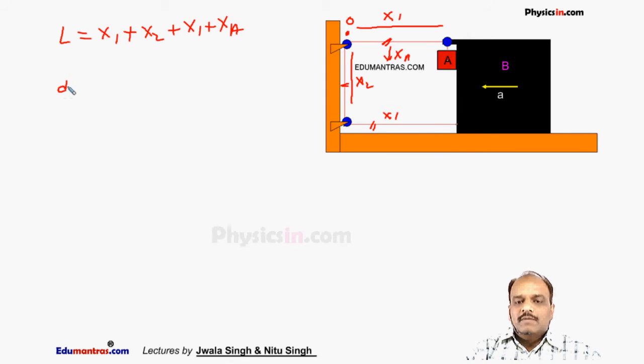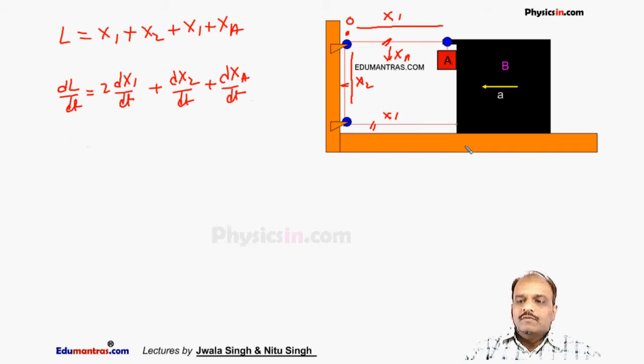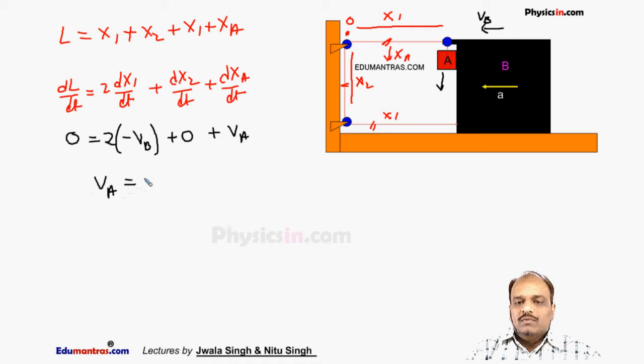Now if I differentiate it, dl by dt is equal to 2 times dx1 by dt plus dx2 by dt plus dxa by dt. Now we know the total length of the string is always constant, so dl by dt is 0. So this is equal to 2 times dx1 by dt, which is the speed of B. Let it be Vb. Since x1 is decreasing if block B is moving in this direction with speed Vb, it is minus Vb, plus dx2 by dt, which is 0 because x2 remains constant, plus dxa by dt, which is Va, because xa is increasing if block A is going downward.